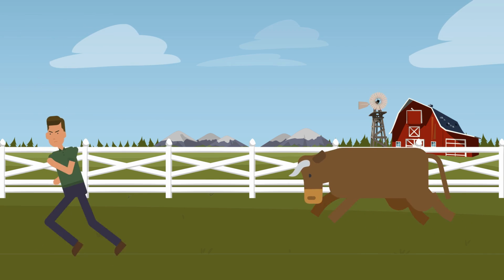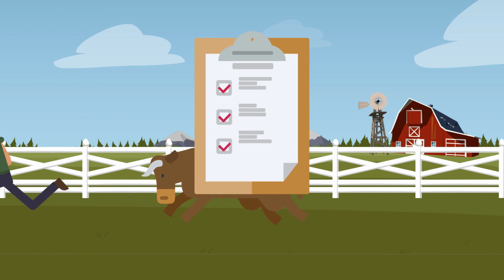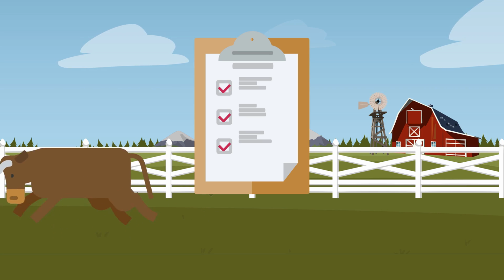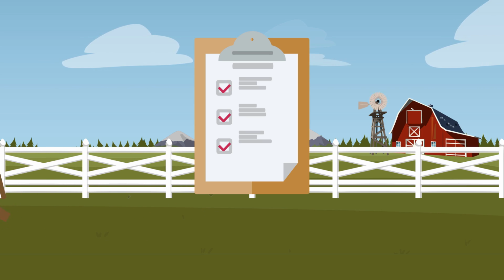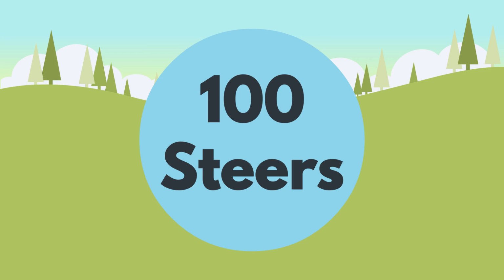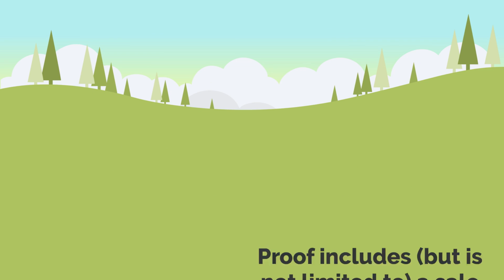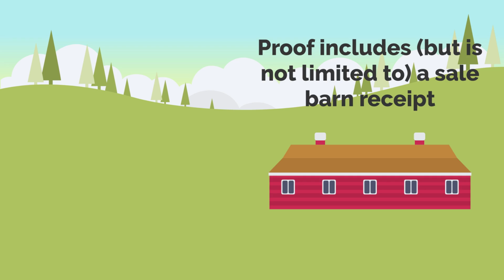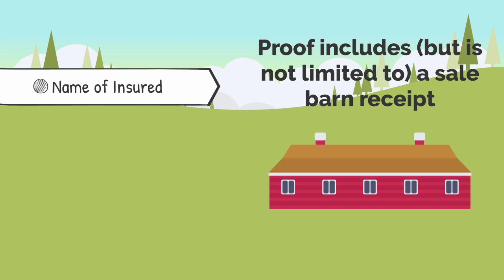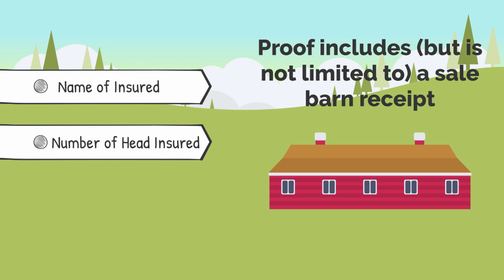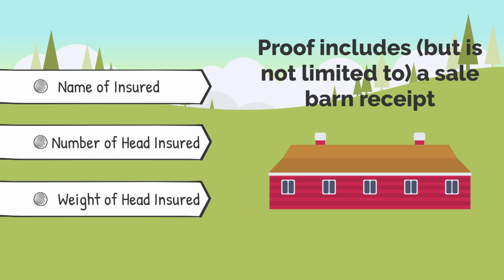This means that if you're due an indemnity, they are going to require you to provide verification that you own the number and type of livestock that you insured. For example, if you insured 100 head of steers, you're going to have to provide documentation from a disinterested third party that you own 100 head of marketable steers during the insurance period. This documentation will need to include the name of the insured, the number of head insured, and their weights. One of the easiest verification documents is a sales receipt.